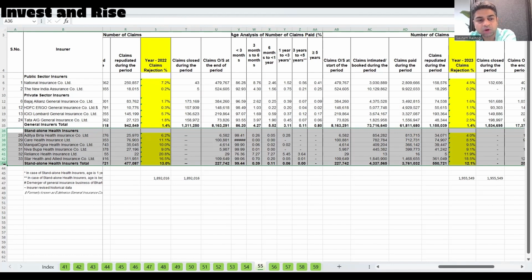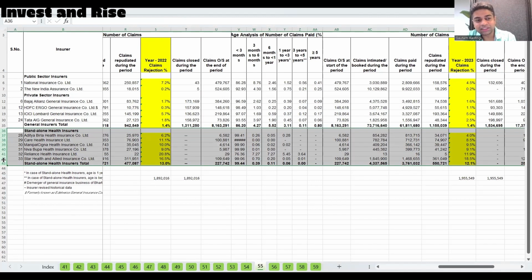One of the reasons is that they are maintaining a tight ship in terms of paying out these claims. And since they have a pretty controlled claim ratio, they have been able to show underwriting profit as well. So anyways, this is something to keep in mind.